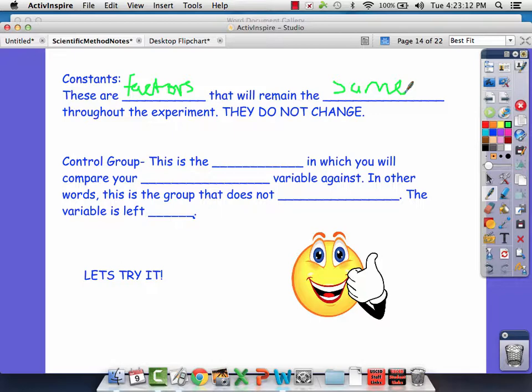The control group is the group in which you will compare your, and I'm just going to abbreviate for independent variable again. So that's the group that you're going to compare your independent variable against. In other words, this is the group that does not change and is left alone. I like to think of this almost as saying that it is the normal version of the independent variable.